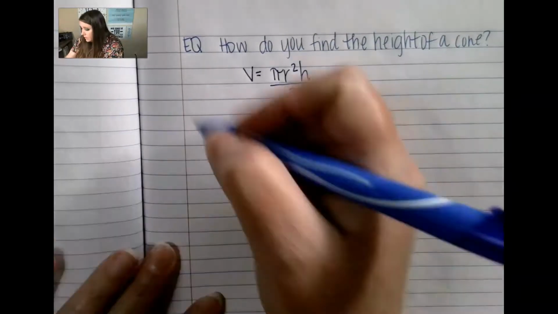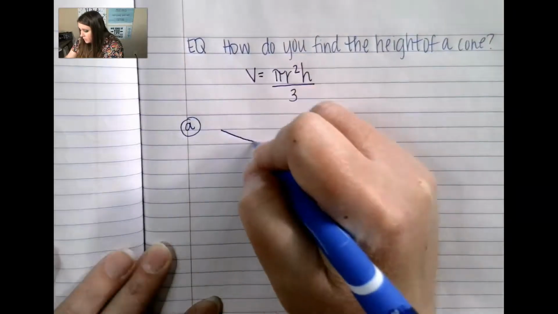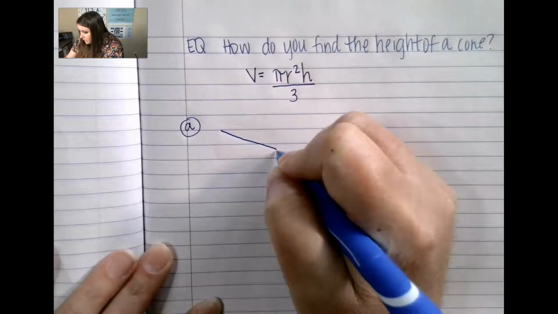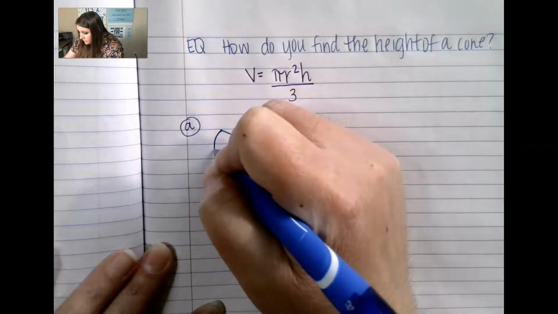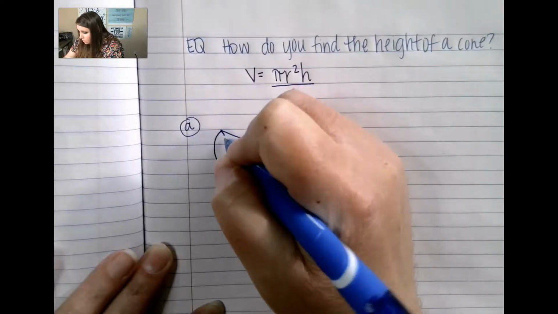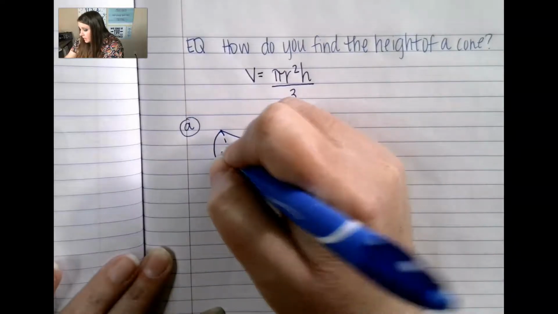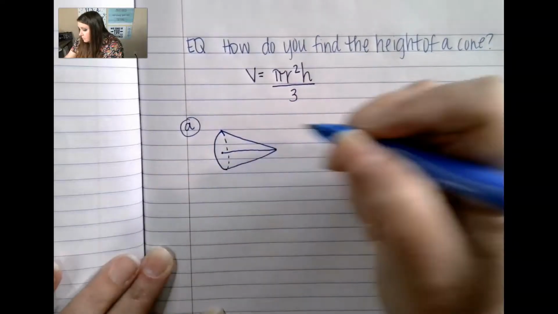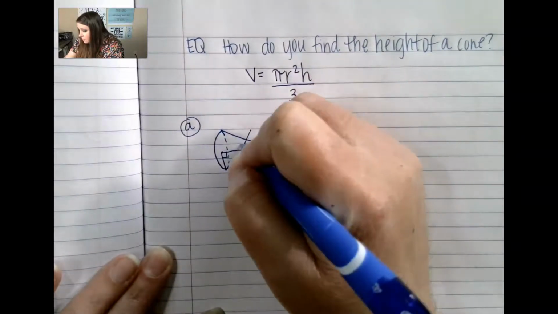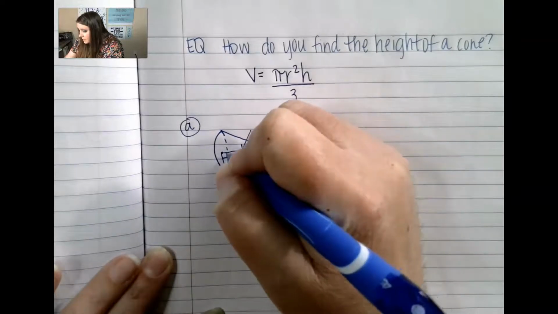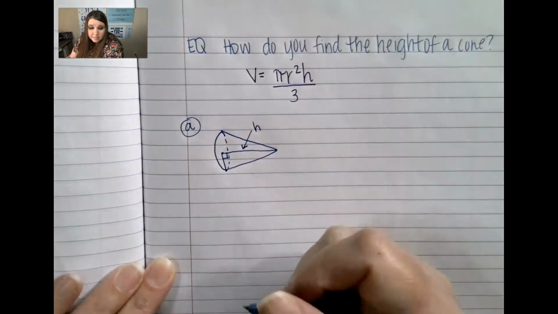For example, diagram A has a cone that happens to be laying on its side. It's still a cone, it's still a 3D shape, and we are just going to be finding whatever is missing. And in this case, what happens to be missing is the height. And if we remember, height is always on that right angle. It makes the letter H. So there is our height.